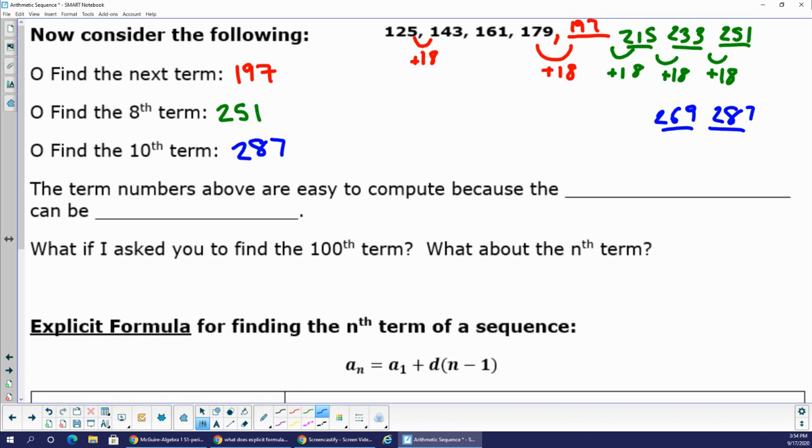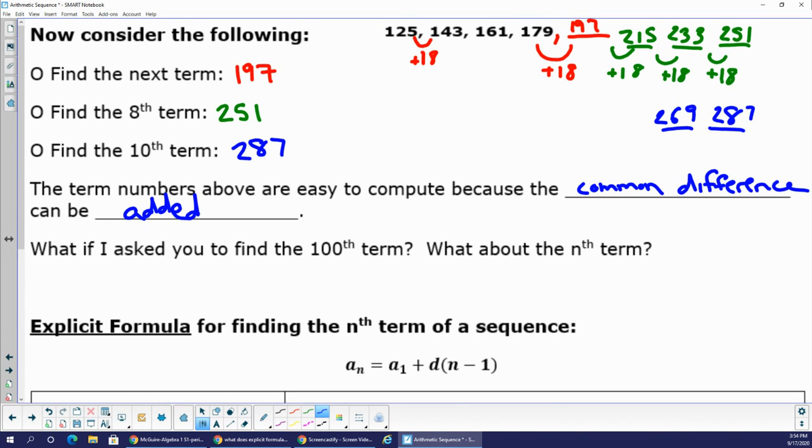All right, so it says the terms above are easy to compute because the common difference can be added, right? Literally every single time. Sorry, I just blanked out on how to spell added.